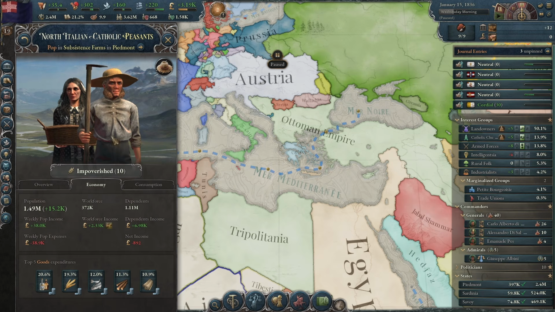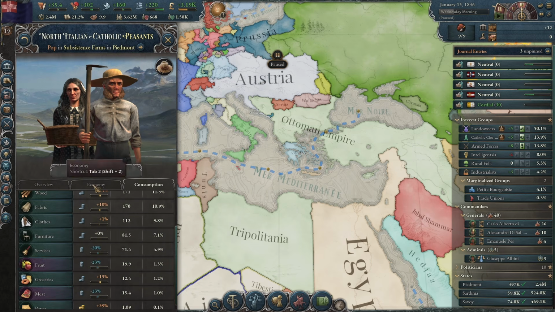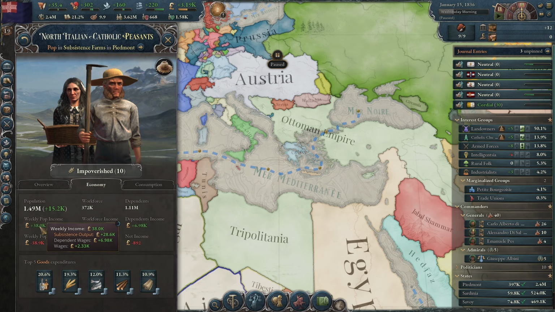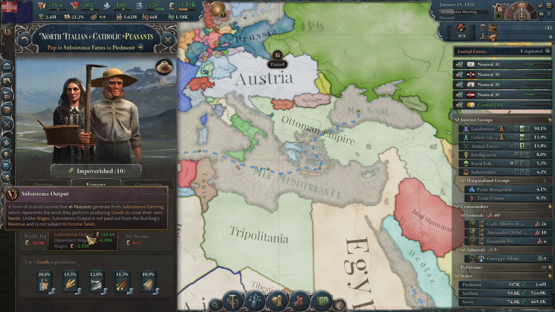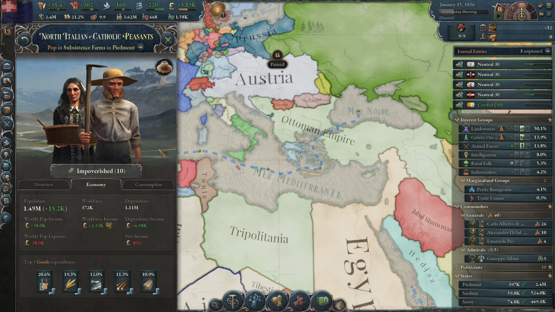Unfortunately for peasants, their problems don't stop at being poor consumers. They're also just not very wealthy because most of their money is going to be coming from this thing called subsistence output, which is a flat amount that comes from the subsistence farm in question. But it's also non-taxable, which means that these peasants are really not generating a lot of value for a society that's trying to industrialize.